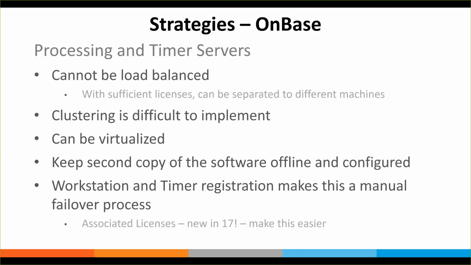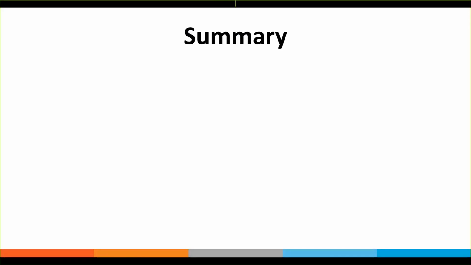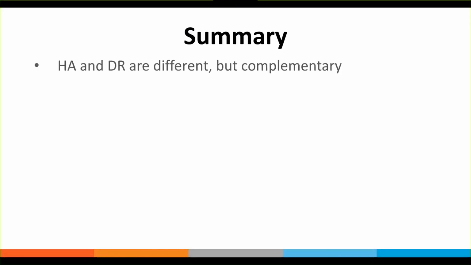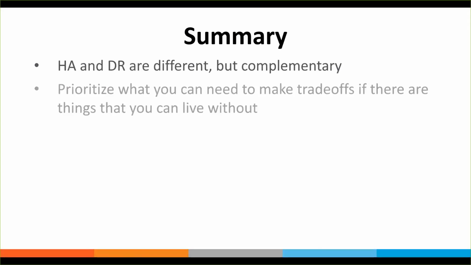Now, here's the thing. High availability and disaster recovery are different, but they are or can be very complementary to one another. You need to prioritize what you need so that you can make trade-offs and figure out what you can live without. They're both very expensive things to do, and you've got a limited budget. Figure out what you need and what you can afford.